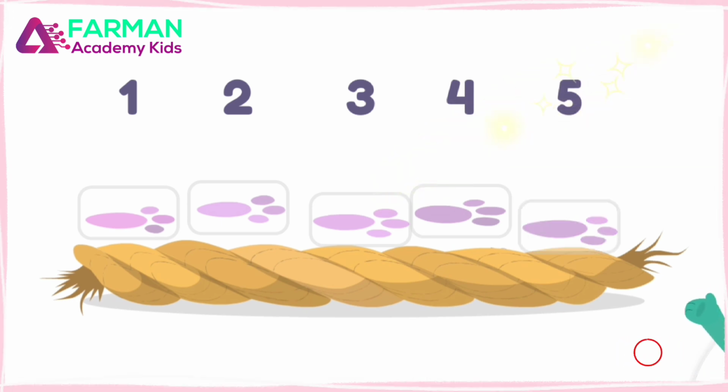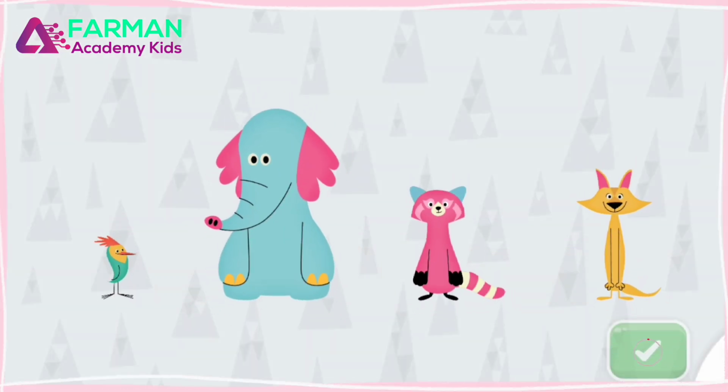Let's count the paw prints. 1, 2, 3, 4, 5. The rope is as long as 5 paw prints.